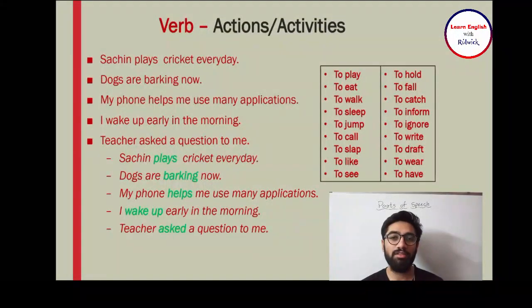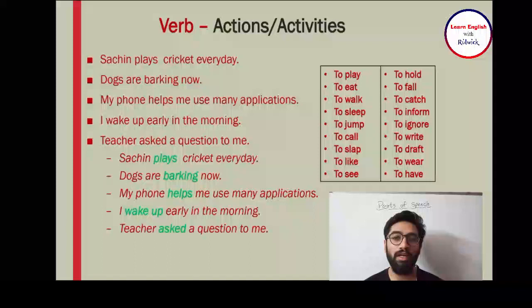Furthermore, there are many categories in these verbs, and it is not possible to cover each and every category in this video. So we may make a new video altogether in the coming session.